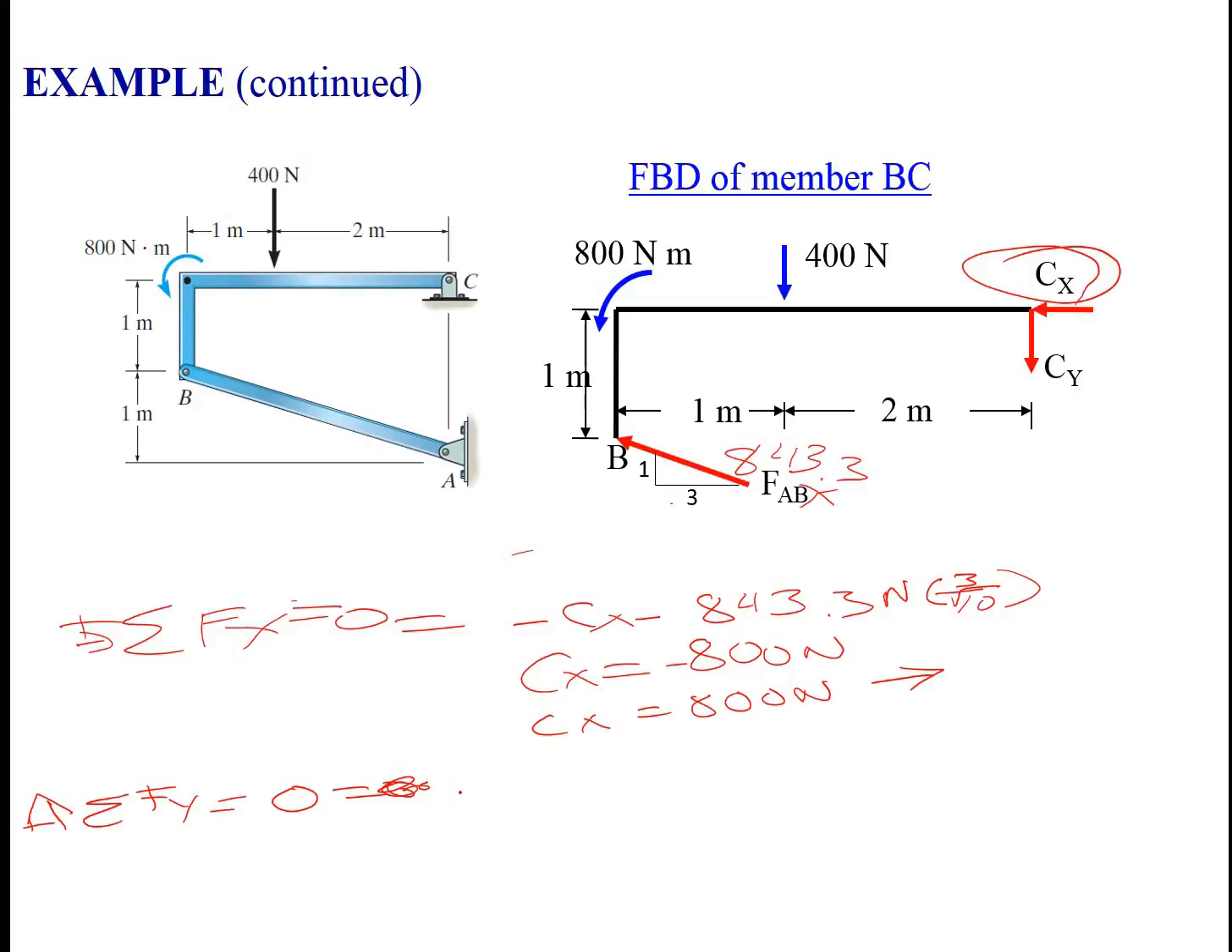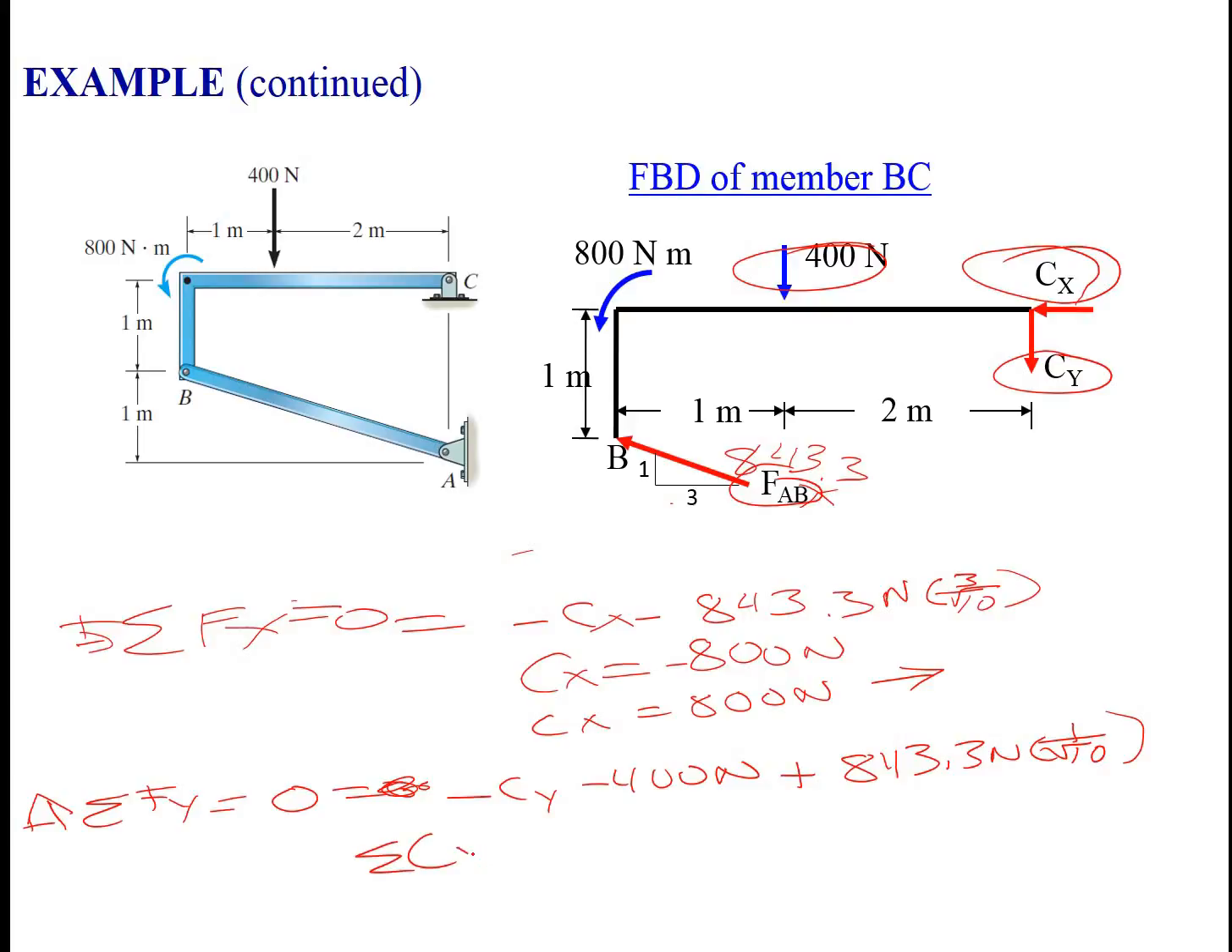That's fun. So here, what forces do we have? We have CY, we have 400, and we have FAB in the y direction. So here we can say negative CY minus 400 newtons plus 843.3 newtons times 1 over the square root of 10. So when we've solved that for CY, we get CY is equal to 133 newtons. It actually gives us a negative number, so again, we assumed wrong in both of these instances. So actually it gives us 133 newtons, and we can just say that it's going up.